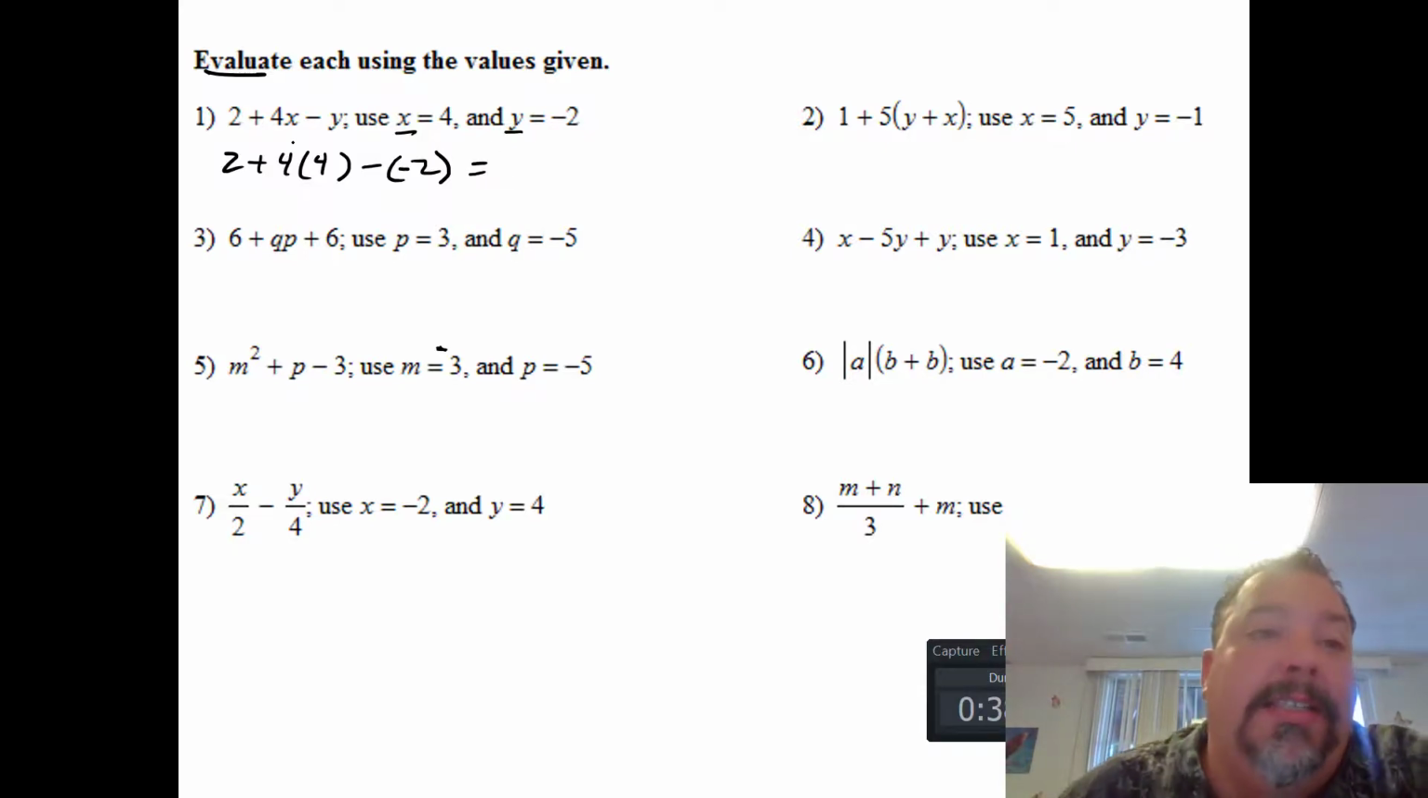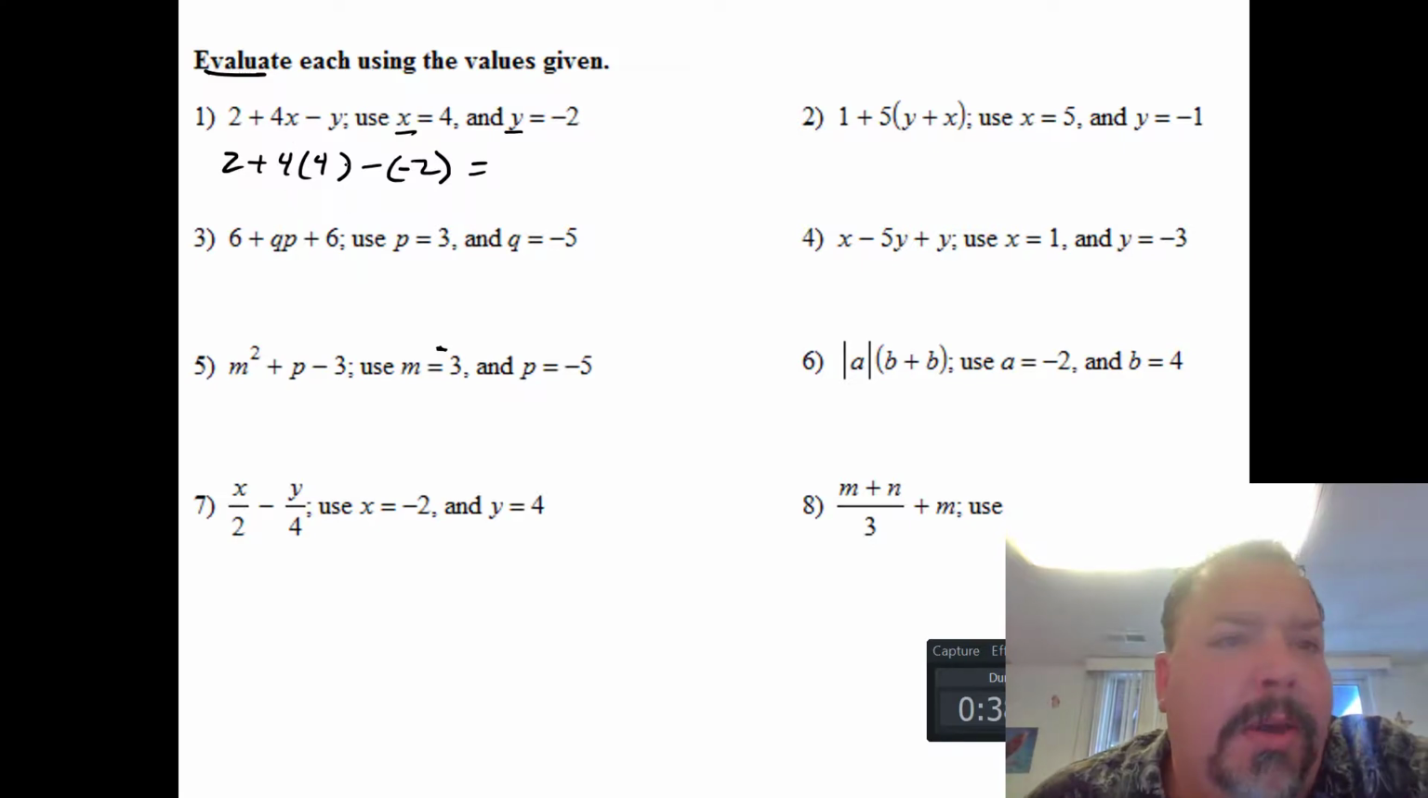And then after we do that, we can either type this in the calculator, or you should be able to do some of these just by hand. 4 times 4 is 16. We do the order of operations. Here, we're subtracting a negative. 2 plus 16 plus 2 more should come out to 20.